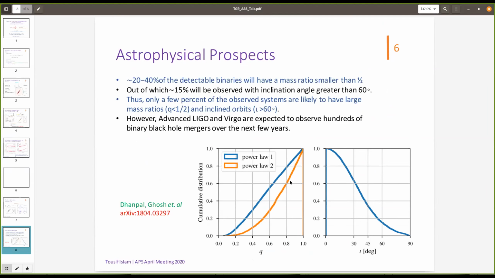So this means that only a few percent of the observed signals are likely to have large mass ratios, which are suited for our test. But given that LIGO Virgo is detecting hundreds of binary black holes over the next couple of years, we would have enough number of systems where one can do this test and find interesting results. And with this, I'll stop here. If there is any question, I'll take that.